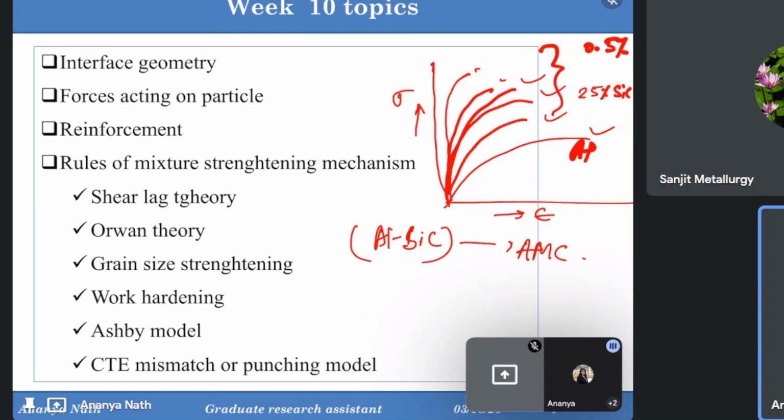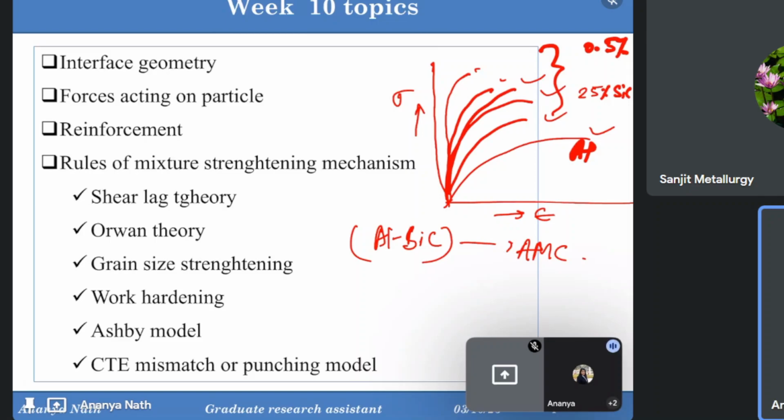But it's not like we always want the hardness. As I said, in case of alloys also, we don't always go for the T6 condition for the peak hardness. Sometimes we go for over aging as well. It depends upon the application. Then the rules of mixture contain the shear lag theory. Sorry, there is a spelling mistake. Orowan theory, grain size strengthening, work hardening, Ashby model, CTE mismatch, or the Munching model.